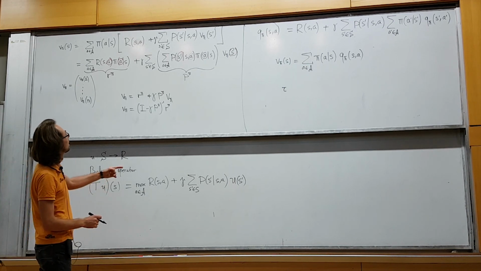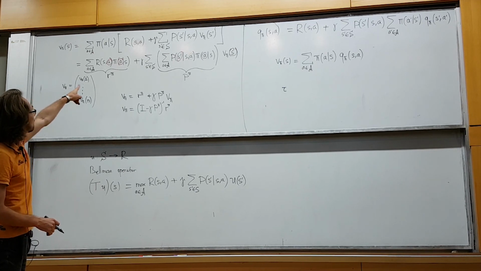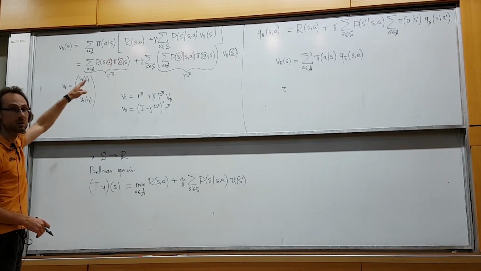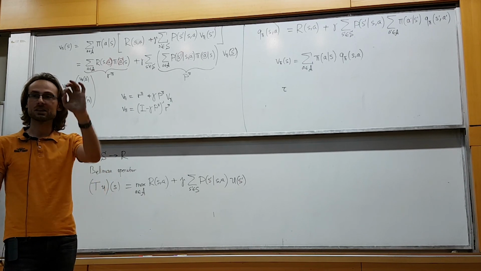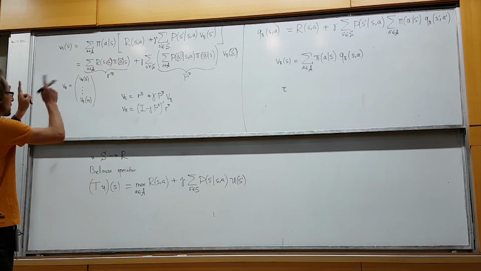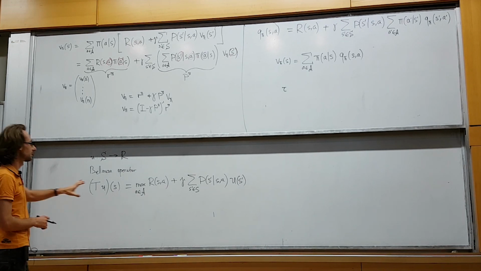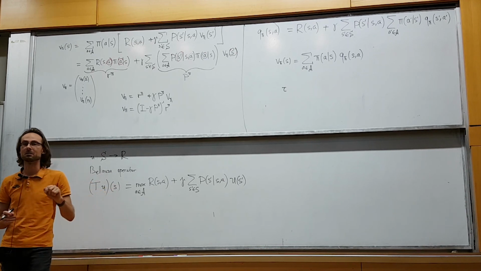Basically, you see, I had this expectation written here. Basically, I was summing over all the actions A. So now, instead of taking expectation, I will maximize over A. I will take the action that maximizes the expression that I previously had under the expectation. Okay? So basically, this is what the Bellman operator does. It takes a value function and does this maximization.